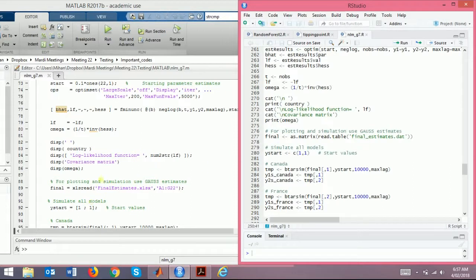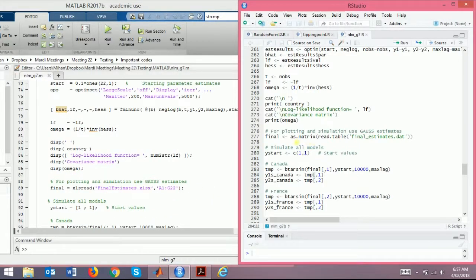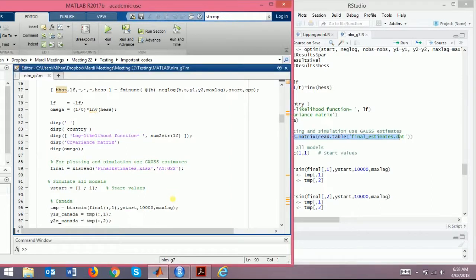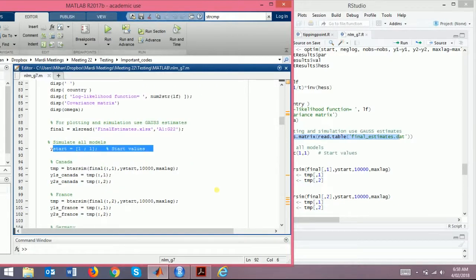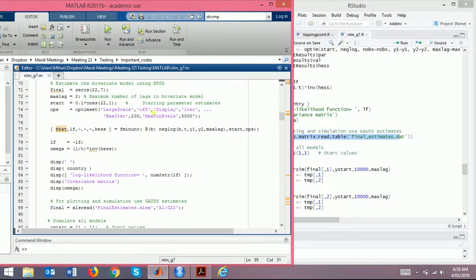The final is now read in. So we collect something from outside. I'm not sure what that is, so we're just gonna read the table and we're gonna simulate again this time. So we optimized our values, and with y start, LF. We simulate values for Canada, we simulate values for France. We estimated the bivariate model here.